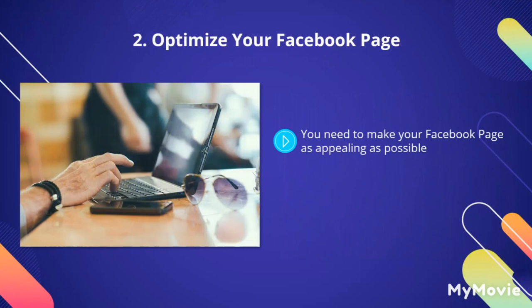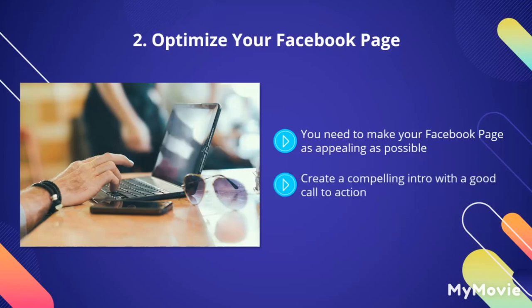2. Optimize your Facebook page. You need to make your Facebook page as appealing as possible. This starts with a great cover photo that clearly communicates your message and benefits to your audience. Create a compelling intro with a good call to action. Complete the About section and the others and add links to your website in each of them.